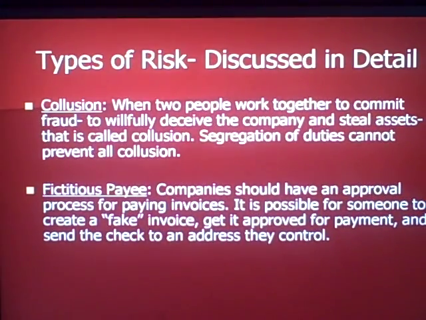An example is fictitious payee. Companies should have an approval process for paying invoices. It is possible for someone to create a fake invoice, get it approved for payment, and send a check to an address that they control, to basically rig the process of writing checks and paying bills.